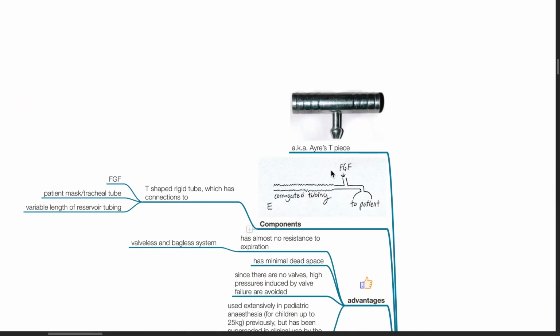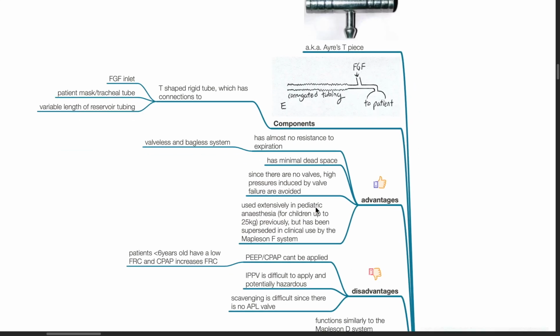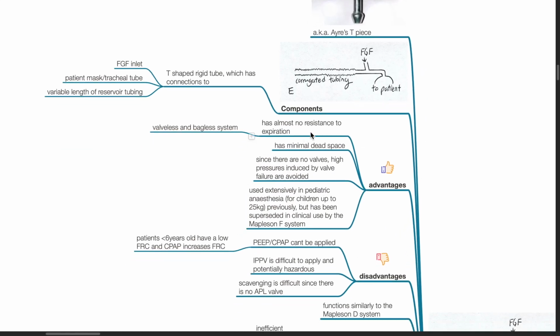Also known as Ayres T-piece, components include a T-shaped rigid tube which has connections to the fresh gas flow inlet, patient mask or tracheal tube, and a variable length of reservoir tubing. Advantages: It has almost no resistance to expiration as it is valveless and bagless. It has minimal dead space. Since there are no valves, high pressures induced by valve failures are avoided.